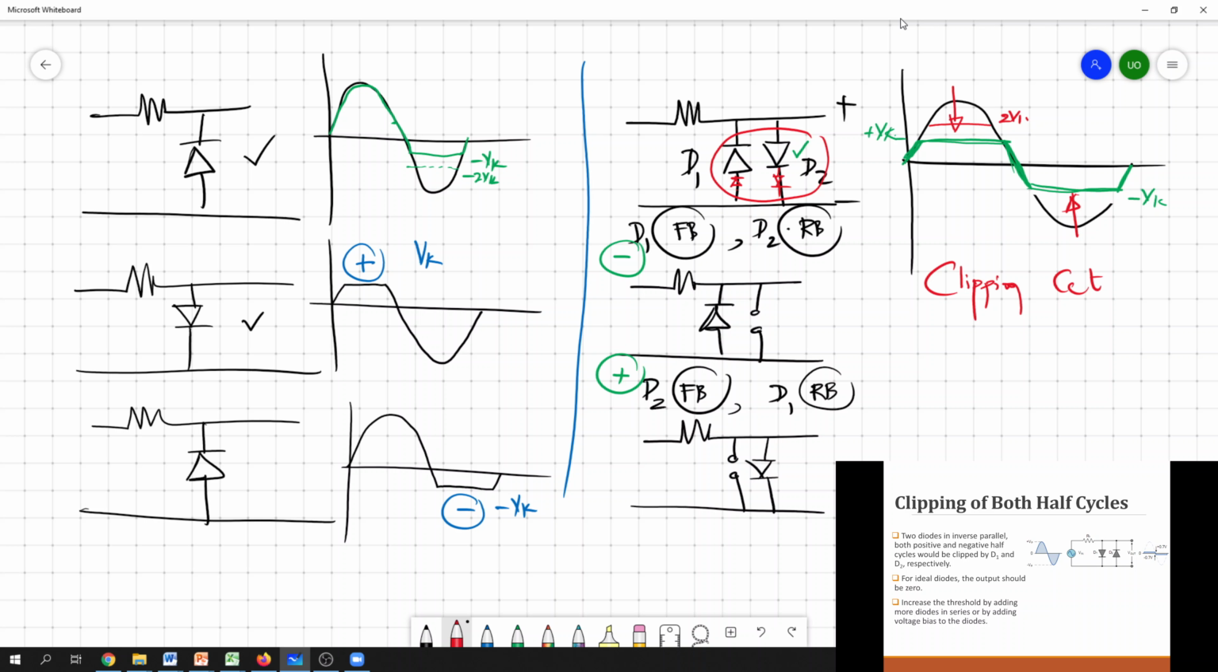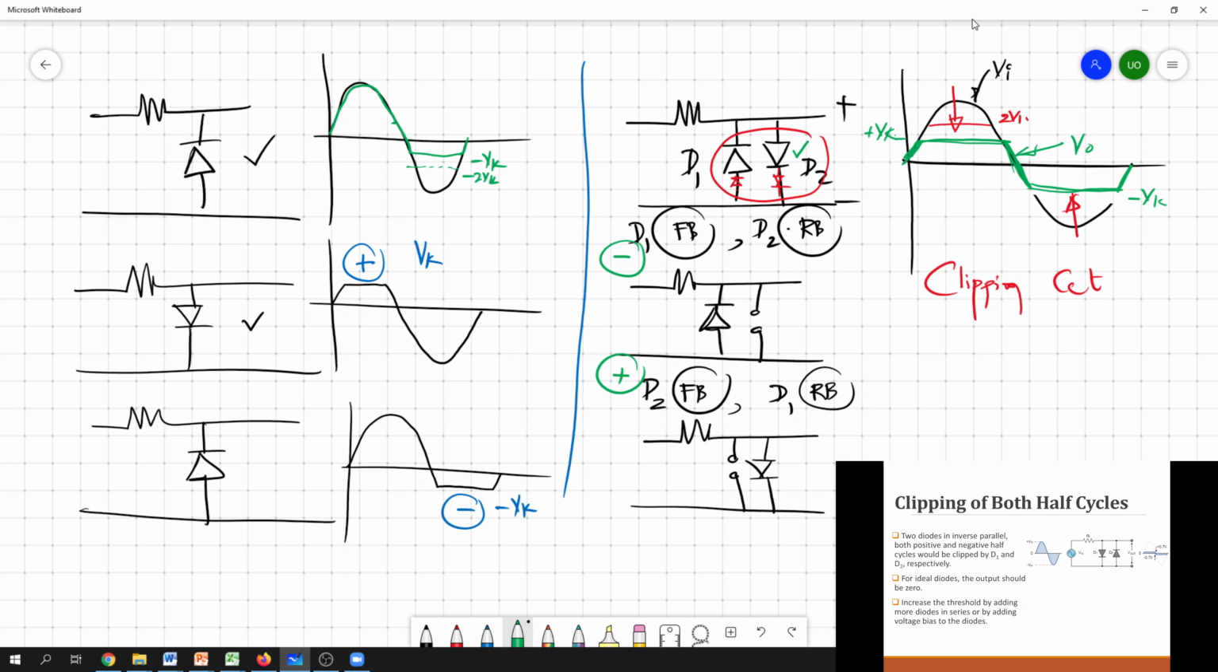Then we can draw the output voltage on top of the input voltage. So this is the input voltage, and you can simply overlay the output voltage on the input voltage. So this is a very simple briefing about the clipping circuit.